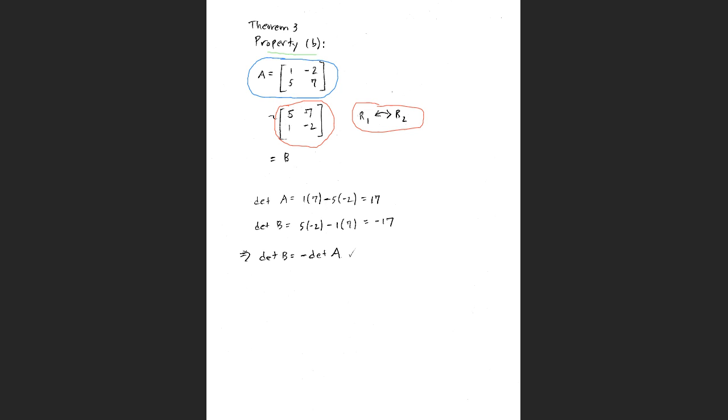And now I'm going to compute the determinant of A and B. The determinant of A is 17. The determinant of B is negative 17. Therefore, the determinant of B is equal to negative determinant of A. And this confirms rule B from Theorem 3 in section 3.2.